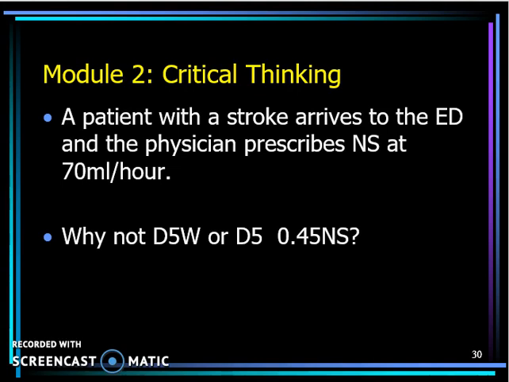Okay, our last question. A patient with a stroke arrives to the emergency department. The physician prescribes normal saline at 70. We like that because it is isotonic. We do not want our brain tissue to swell. If we gave a hypotonic solution, it could cause our cells to swell, and that brain, again, is a closed space. So isotonic is very good with any sort of brain injury, patient, stroke, any sort of someone you're worried about intracranial pressure with.